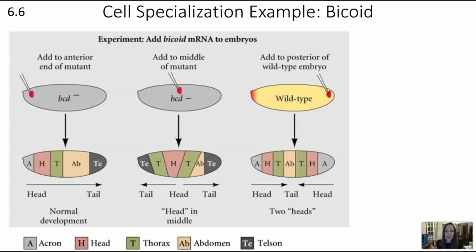In this case, you're going to end up with a head right in the middle, because remember, the highest concentrations of that bicoid protein are what trigger the expression of the genes that are found in the head region. And what if you have a wild-type organism that's expressing bicoid, quote-unquote, normally, but you add some extra bicoid to the other end, you're going to get two heads. And so in this case, you're going to have the highest concentrations of the bicoid on both ends and the lowest concentrations in the middle.